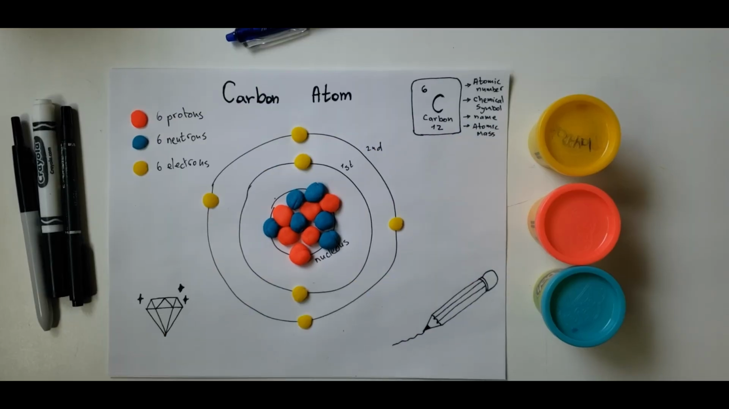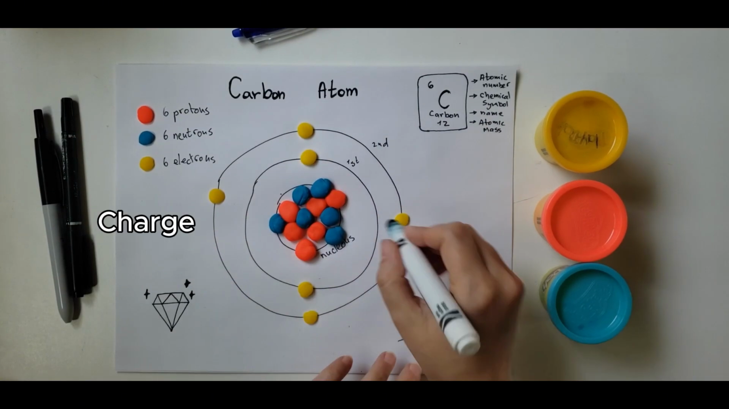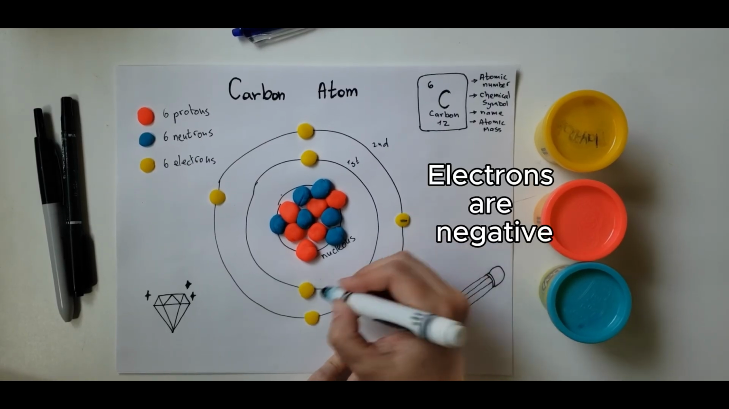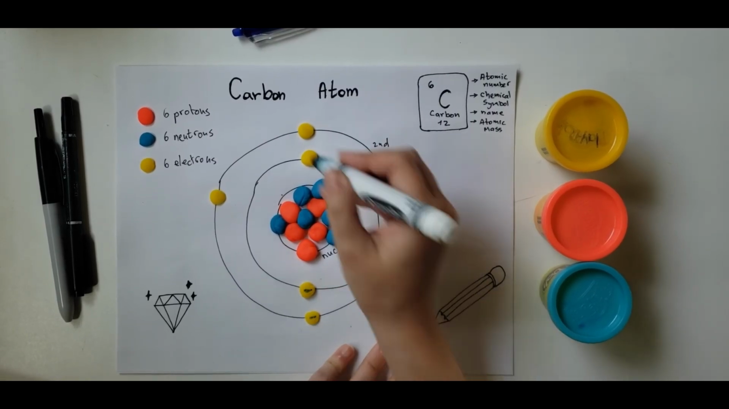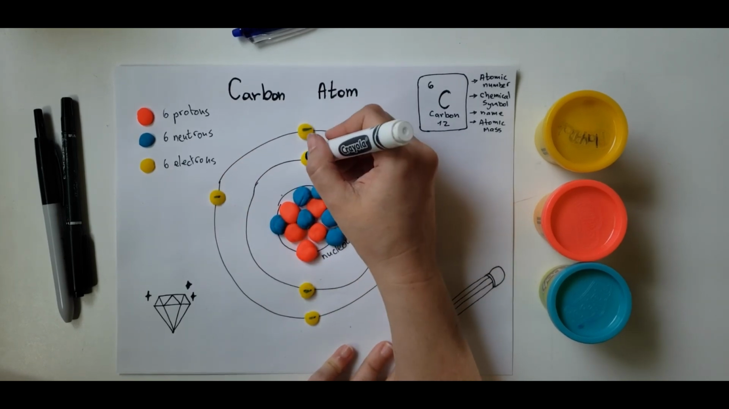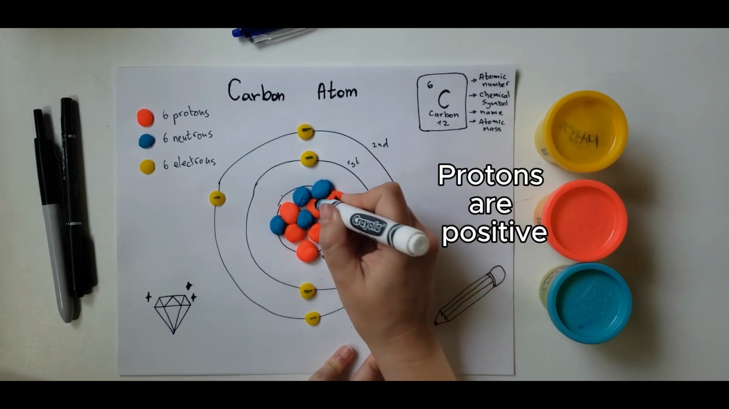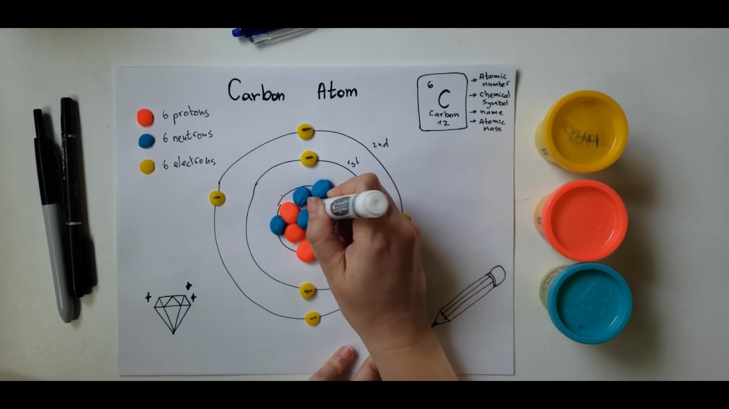What is still missing from our model? We can add the charge to our carbon model. All of our electrons are negatively charged. So let's add a minus sign. All of our protons are positively charged. So let's add a plus sign.